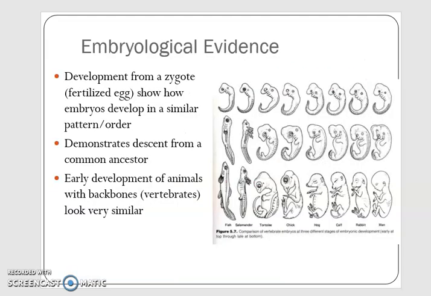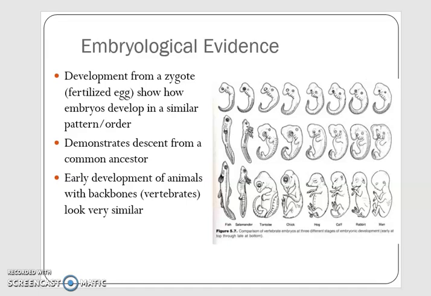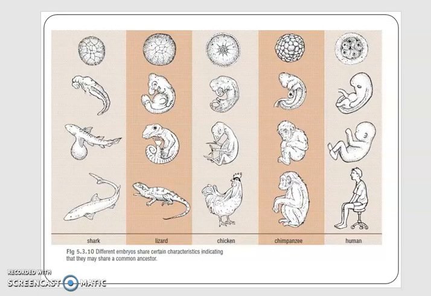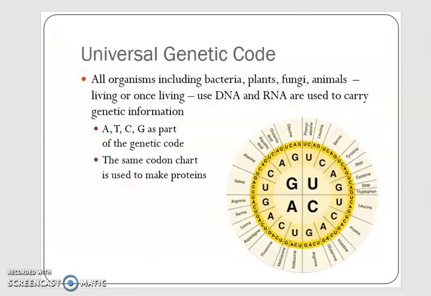Another piece of evidence for evolution is embryological evidence. This is showing how embryos develop in a similar pattern or a similar order and supports the idea of descent from a common ancestor. The picture that's shown is showing some vertebrates and some organisms and how they develop from a zygote, which is a fertilized egg, to a fully formed animal. Now, obviously, they change and they look different by the end, but they start off at the same point and go through the same steps and the same pattern of development. Here's another example of embryological development, which shows the same idea.